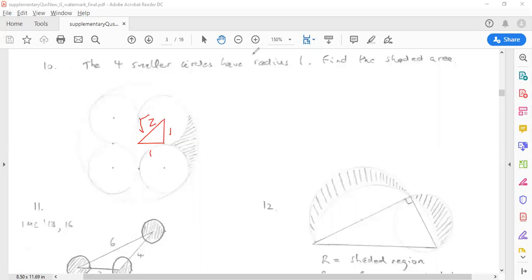But if I extend that hypotenuse, so let me do it like this, the total length of that line, because this radius is 1, it means the total length of that line, which is the radius of the big circle, is 1 plus √2.